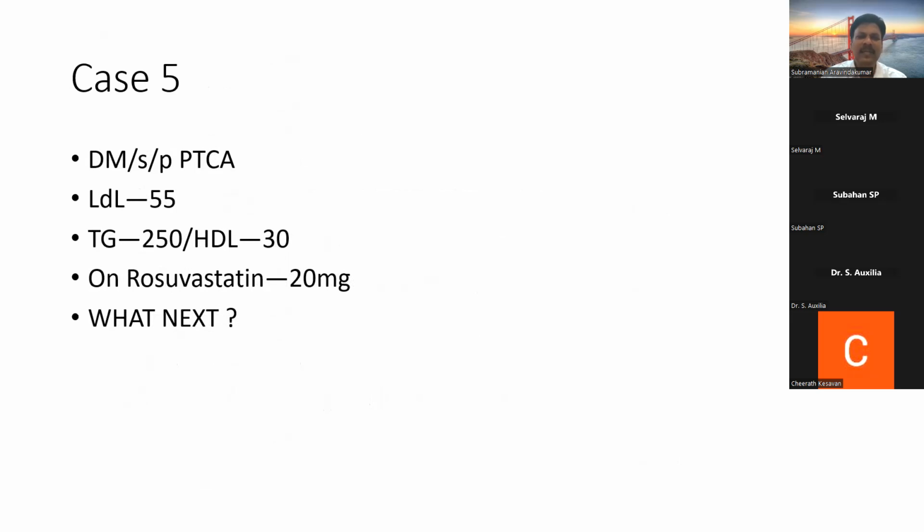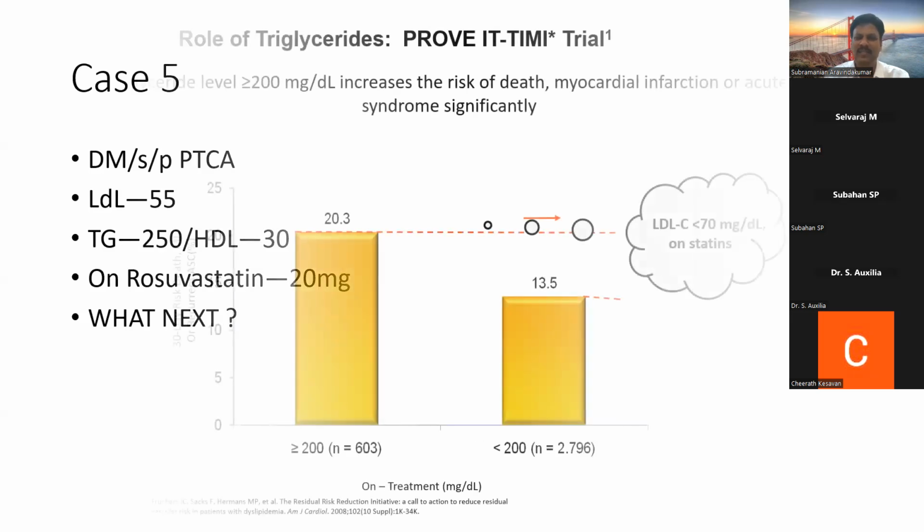The next case is diabetes post PTCA. LDL is 55. Still, I am worried. I have to maintain LDL at that level. Then there is the triglycerides to HDL ratio. Triglyceride more than 250 straight away says that whatever the LDL is, it is all small dense. And if the ratio is more than 5, all are smaller. The patient is on rosuvastatin 20 milligram. What next?